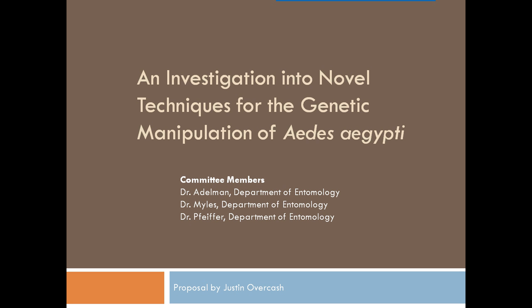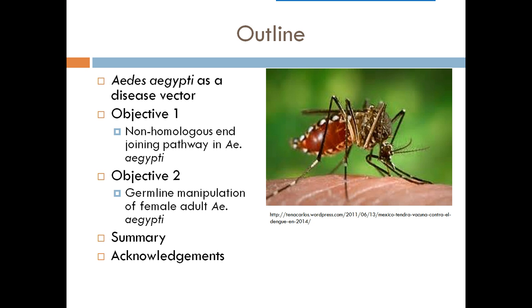Alright, so this is my department thesis proposal, which is titled An Investigation into Novel Techniques for the Genetic Manipulation of Aedes aegypti. As a brief outline, I'll go over Aedes aegypti as a vector, which is a species of mosquitoes. I'll then go over both of my objectives, give a brief summary, and lastly, show my acknowledgement.